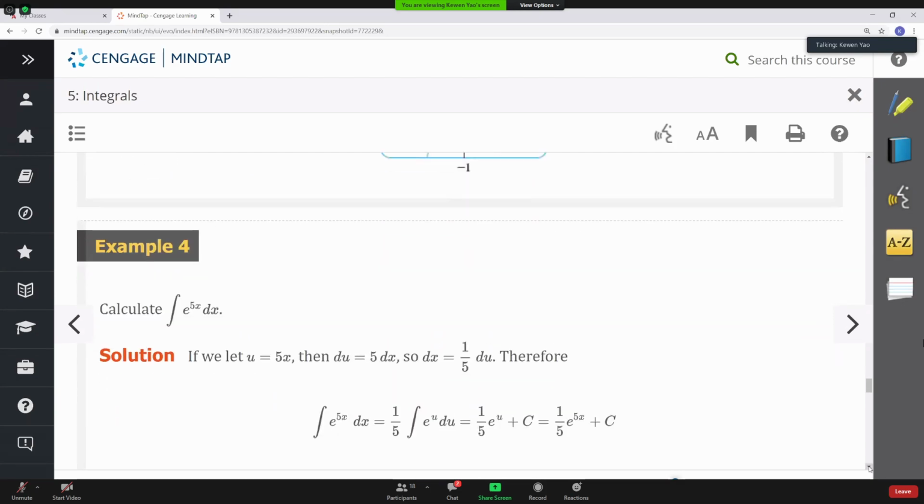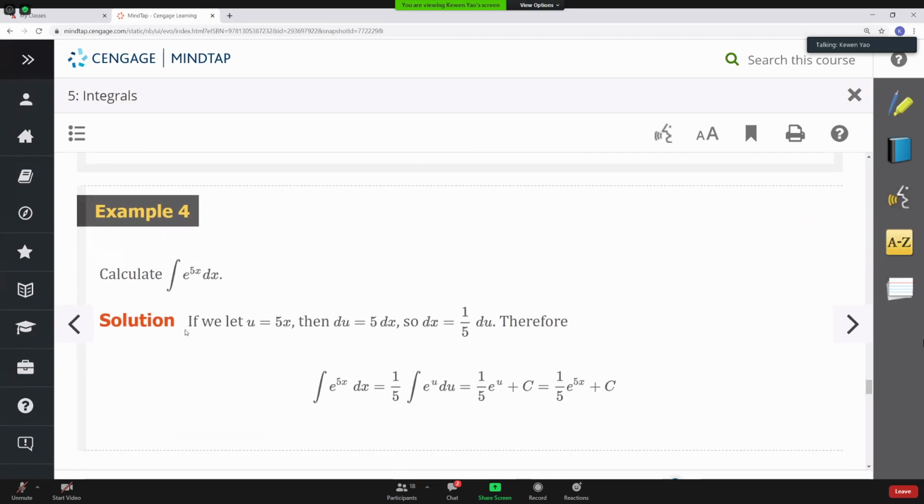Let's look at Example 4. We have to do lots of examples in order to understand this method, right? Let's look at this example here. How to find the antiderivative for e to the 5x. We know how to find the antiderivative for e to the x, but here it is e to the 5x. But that's also very easy.